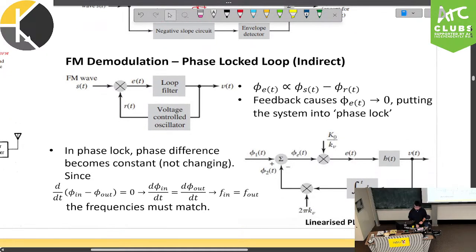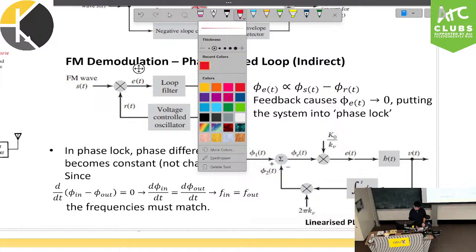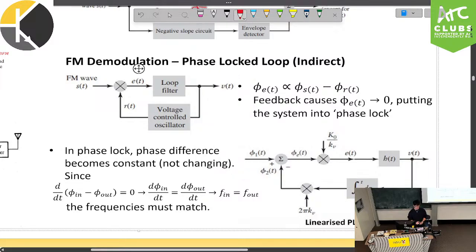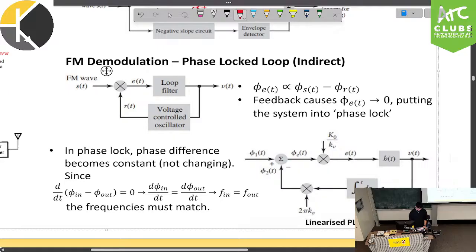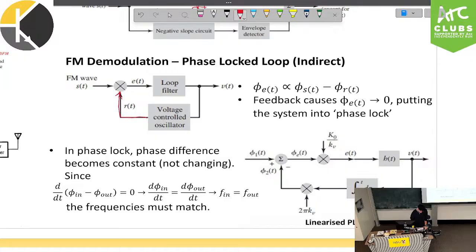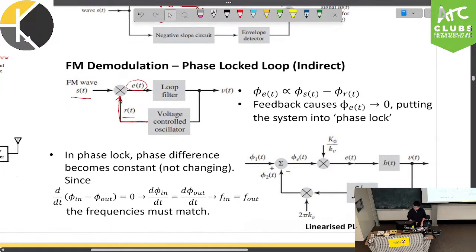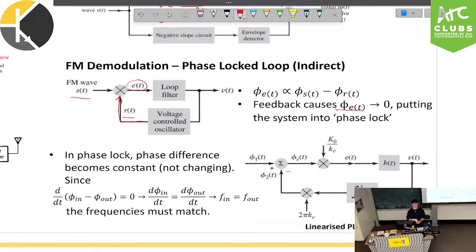Our indirect method is our phase lock loop. Phase lock loops are pretty incredible. They're used widely in telecommunications, control systems, electronics, a lot of fields of electrical engineering. The way it works is looking at the output of this voltage controlled oscillator. When we take the product with the incoming wave, this e of t will give us some phase that is proportional to the difference in phases of our incoming signal and our r of t. What this loop filter will try to do is minimize this difference in phase between s of t and r of t, eventually taking it to something very, very close to zero, which is what we call a phase lock.